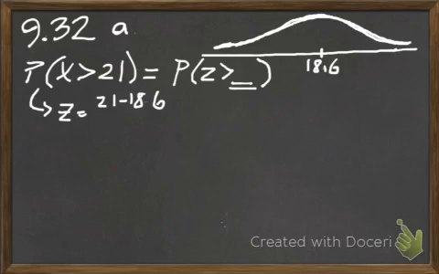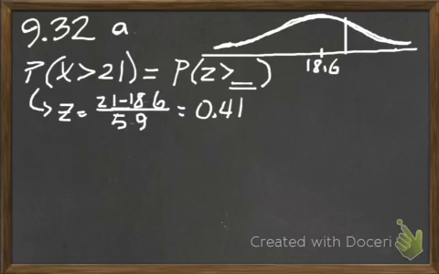So where is 21? Well, it turns out 21 is less than 1 standard deviation to the right of the mean. It is above average, right? But if we divide this by our standard deviation of 5.9 that was given to us, we get a z-score of 0.41. And it's this z-score that tells us how much area is either to the left or to the right. And if we look this up, this is about 34%, 0.3409.